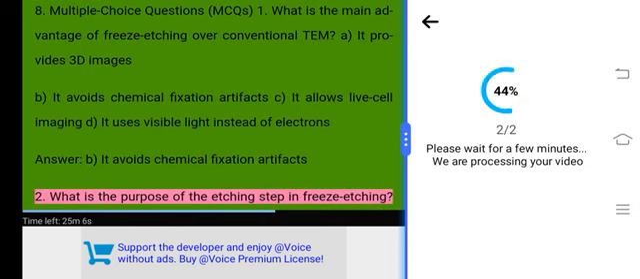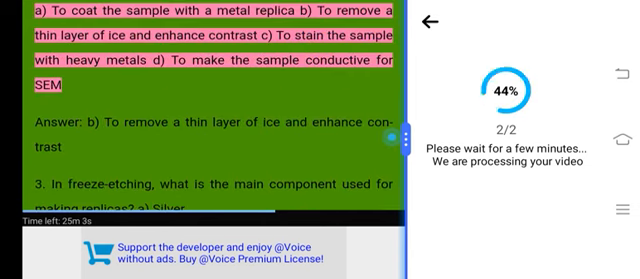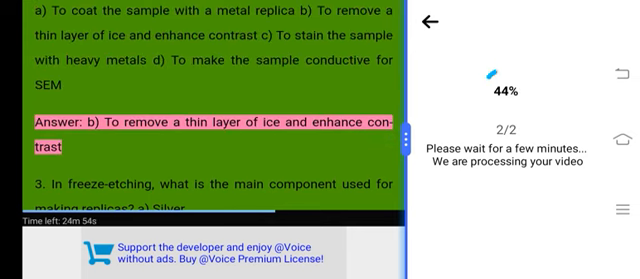2. What is the purpose of the etching step in freeze etching? A. To coat the sample with a metal replica. B. To remove a thin layer of ice and enhance contrast. C. To stain the sample with heavy metals. D. To make the sample conductive for SEM. Answer: B. To remove a thin layer of ice and enhance contrast.